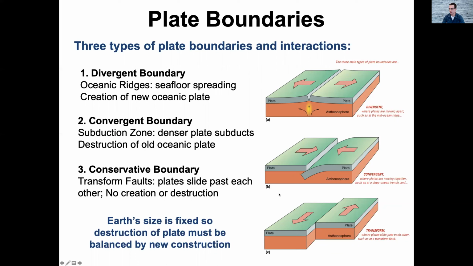And overall, the Earth's size is fixed, so the destruction of plate must be balanced by new construction. So any destruction of plates through subduction in convergent boundaries is balanced by formation of new plates in divergent boundaries. That is all we have for today.